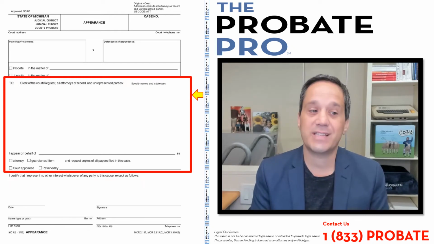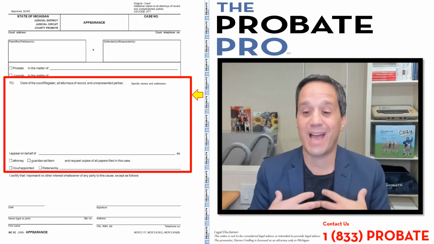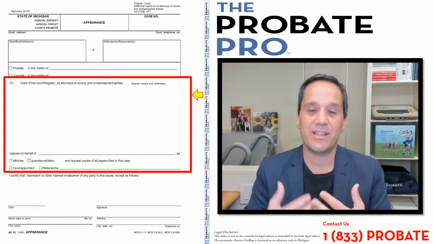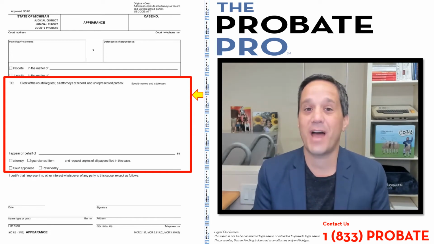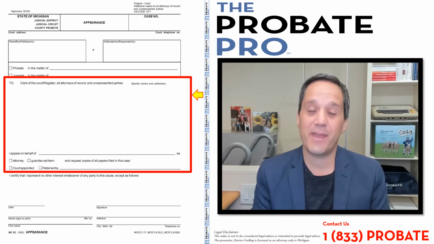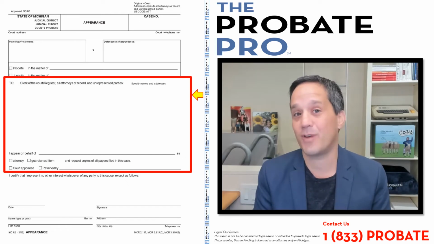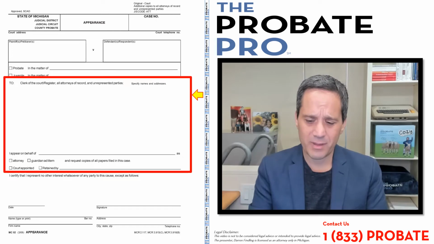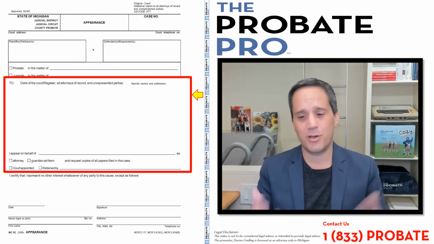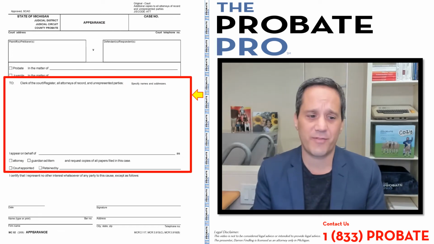The next section says, I appear on behalf of. So the idea is the I is the attorney that is completing this particular form, and you're going to identify the party or parties that you're appearing on behalf of, and then are you the attorney or the guardian ad litem? And then it says, and request copies of all papers. The idea being that once you have filed your appearance, you're entitled to notice of all the paperwork that has been filed.